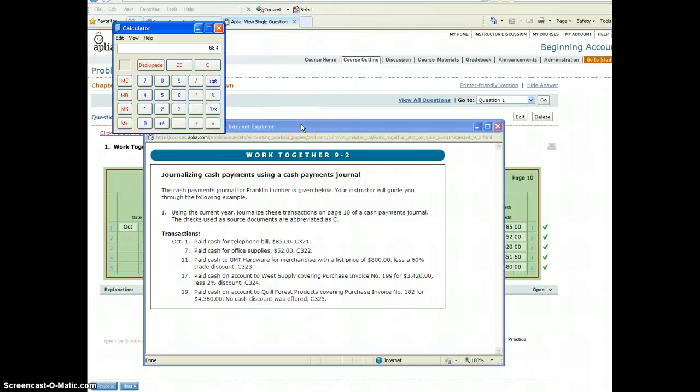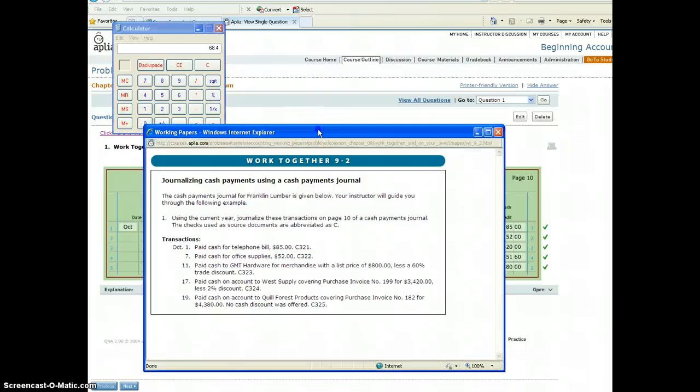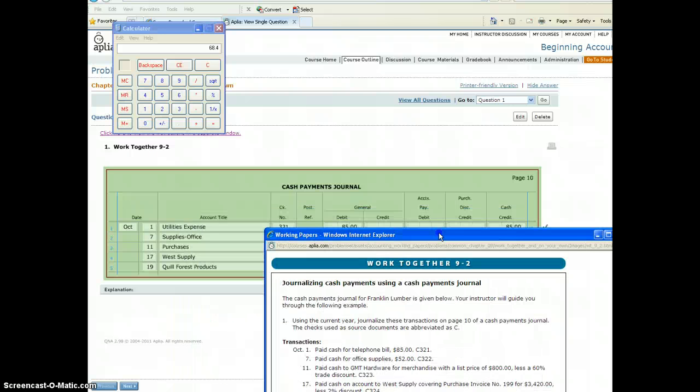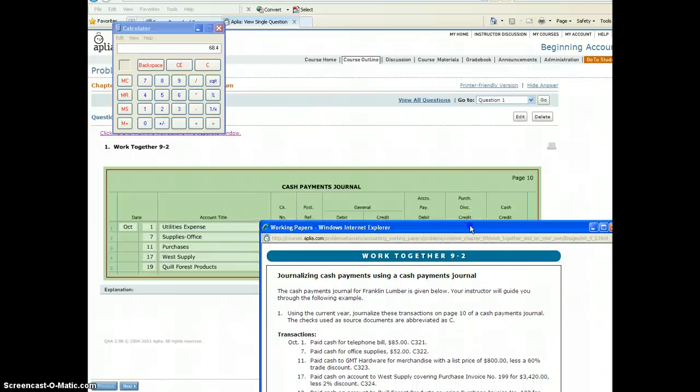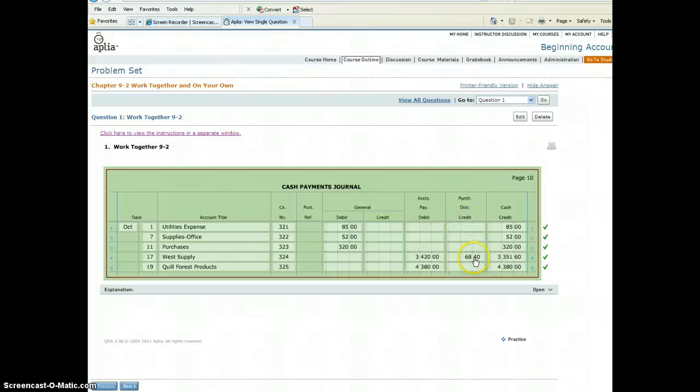Discount means that you're going to be paying less, so you're going to expect, originally when we put purchases in, it was a debit balance, and a discount is a contra account to purchases, so that's why our title says purchases discount credit. And notice we have our $68.40 here. The other thing that you want to pay attention to is that you have this title that says debit, this is credit, purchases discount credit, and cash credit. Our two credits, $68.40 and $3,351.60, need to equal our one debit of $3,420. So we had $3,420 less $68.40 to give us our cash credit, which is going to be lower because we have our discount in there.